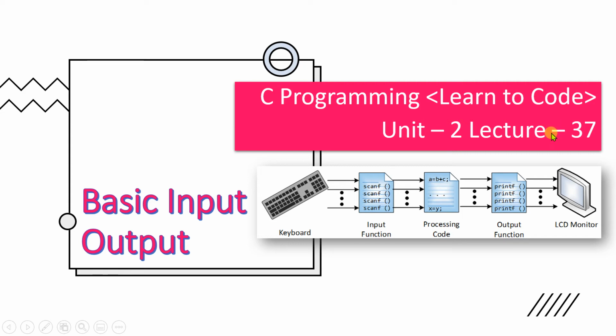This is the 37th lecture of Unit 2, and in this lecture we are starting a new topic called basic input output. With this lecture we will talk about different functions provided by the C programming language for taking input from the input device and producing the output on the output device. So let's begin.